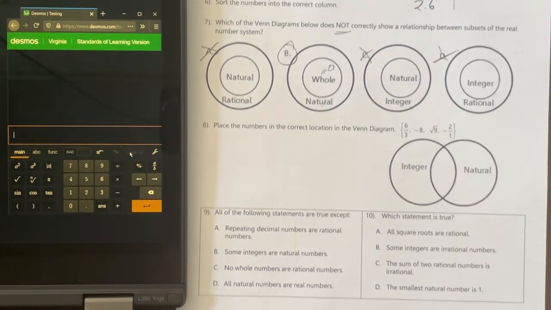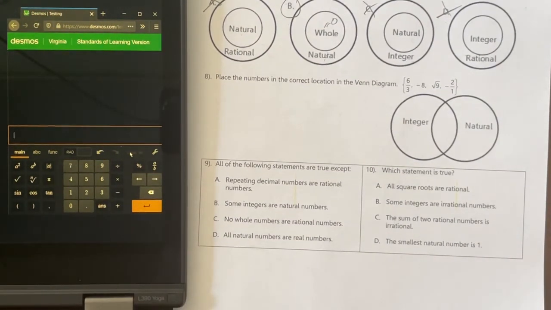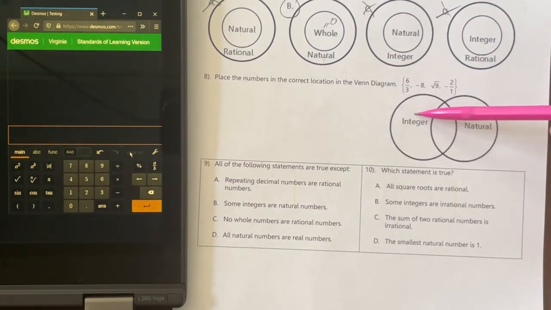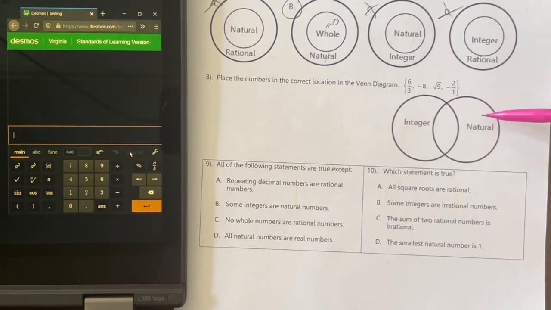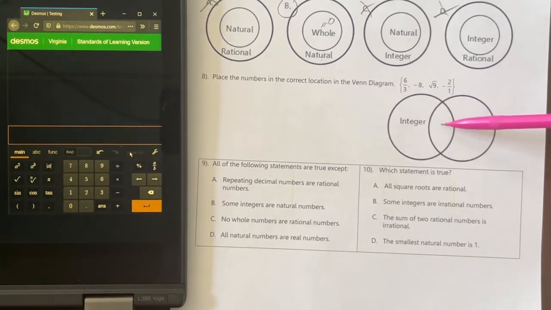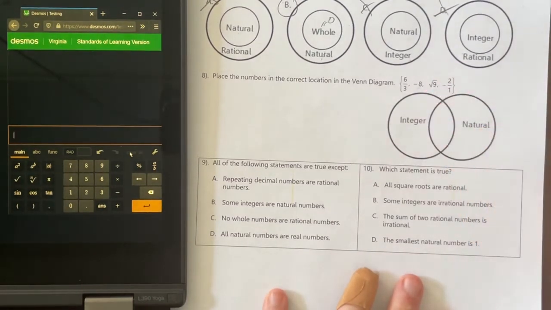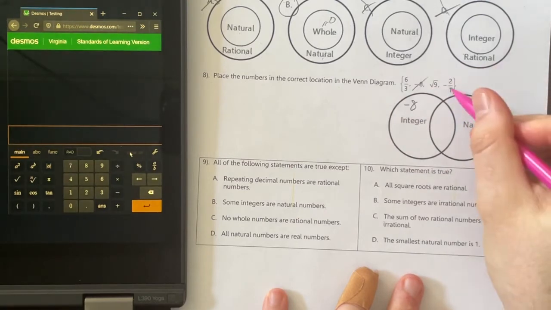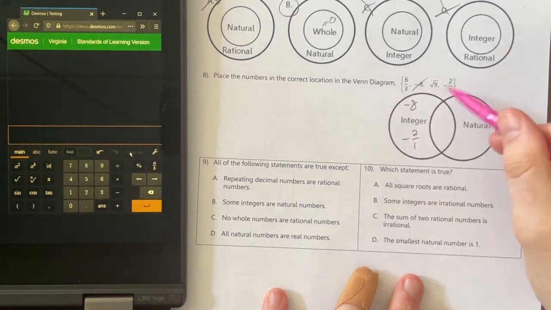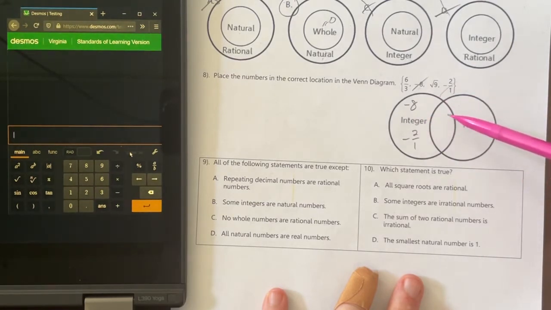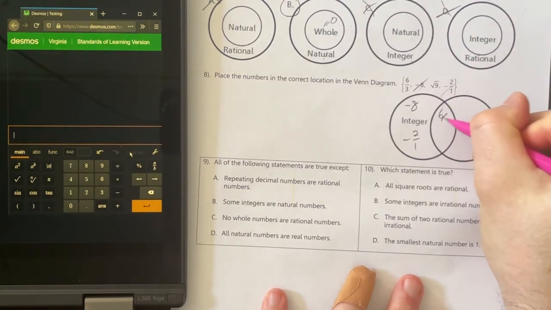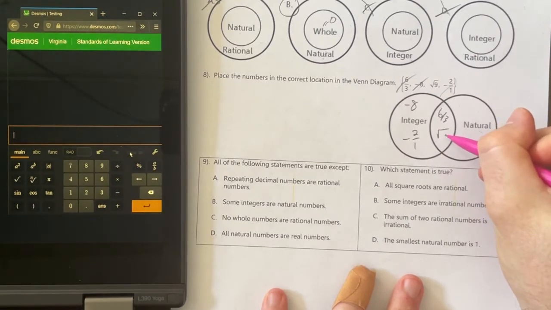For number 8, we are placing those numbers in the correct location in the Venn diagram. We have the list of values that are integers, the list of values that are natural numbers, and then the ones that are both. So let's think. Anything that is going to be negative right away, we can say that's an integer. And then also, we know that if it is going to be a natural number, it also has to be an integer already. So we're going to say those other 2 values are also integers.